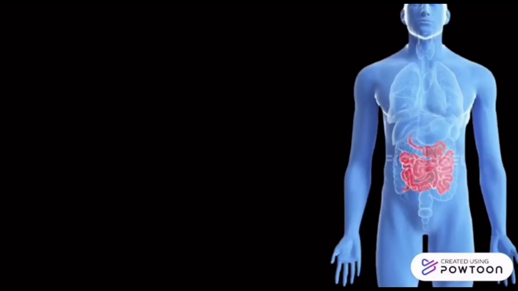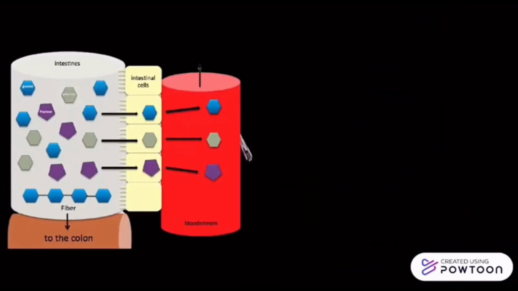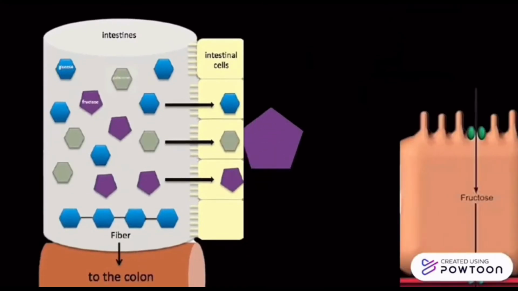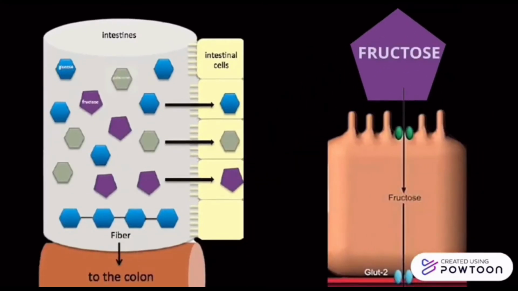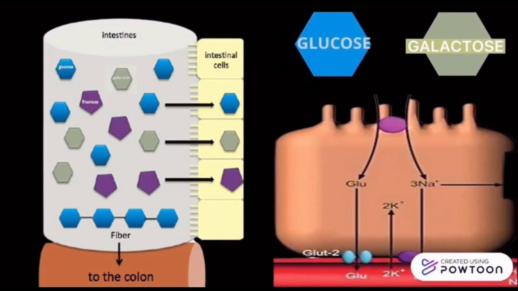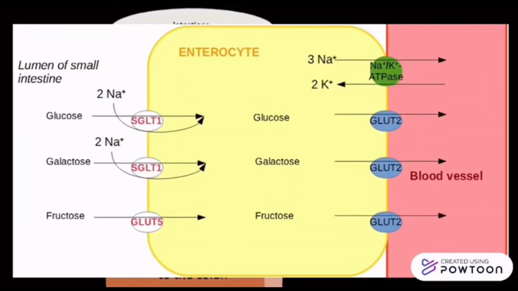The cells in the small intestine have membranes that contain many transport proteins in order to get monosaccharides and other nutrients into the blood, then distributed to the rest of the body. Fructose is absorbed by facilitated diffusion through glucose transporter 5, while glucose and galactose are actively transported by sodium glucose transporter 1. On the other side of the enterocyte cell, monosaccharides are transported out of the cell through glucose transporter 2 into the blood, where they travel to the liver.